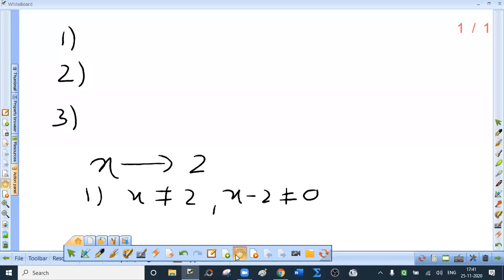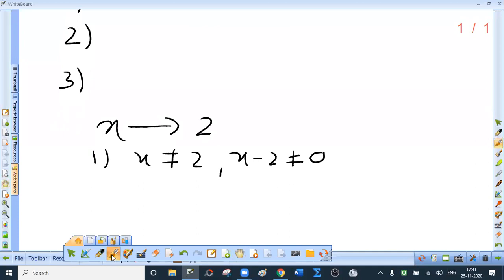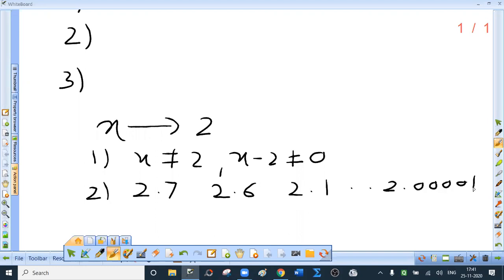You can compare this with that statement, the train approaches Lonavala station. The first inference was the train has not yet reached Lonavala station. x tends to 2, so x is not 2, right? But x approaches values which are nearer and nearer to 2. Second inference: x assumes values which are nearer and nearer to 2. So the first value assigned is say 2.7. Then the next cannot be 2.8. It can be say 2.6, then 2.1 up to 2.00001, very close to 2.